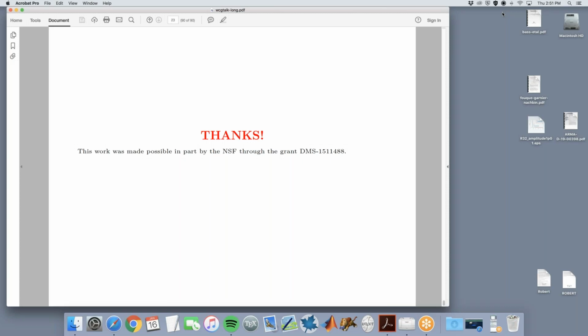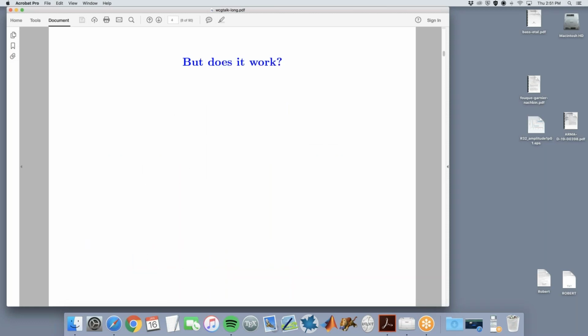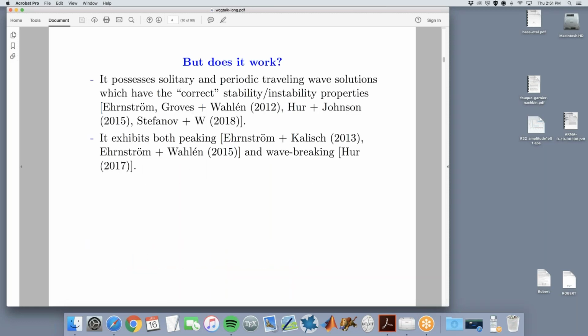That's a good question. Sadly, I'm going to get it all wrong, so let's see what my notes say. The peaking stuff was by Ehrnström and collaborators. I haven't read those papers carefully, so I'm not exactly sure how they prove this. I only know that they're basically able to prove that there's a solitary wave of largest height that peaks, sort of like in the Stokes wave sort of way. But I don't know the details.